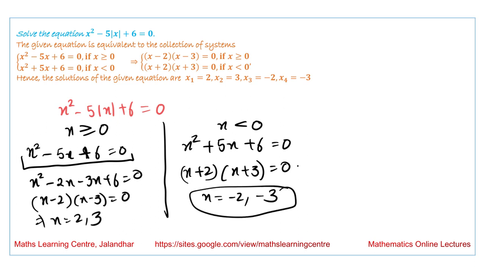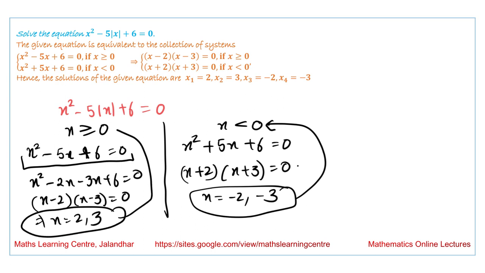And these values satisfy the conditions that x is greater than or equal to 0 and x is less than 0 respectively. So the given equation has the solutions x1 is equal to 2, x2 is equal to 3, then x is equal to minus 2 and x is equal to minus 3. So these are the solutions in this case.